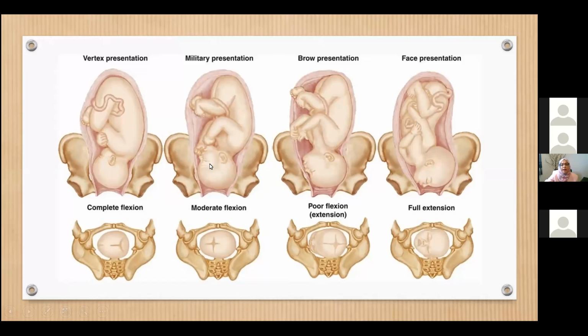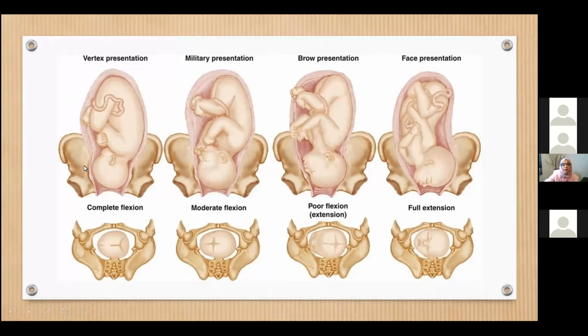Okay, the head is not as tucked in, so we call it a bit extended, or you can say that the flexion is not complete. This one is very bad flexion and moving into extending the head. And when a baby does a full extension, guess what is coming out of the pelvic outlet? It's the face, which is the face presentation, which is an abnormal presentation.